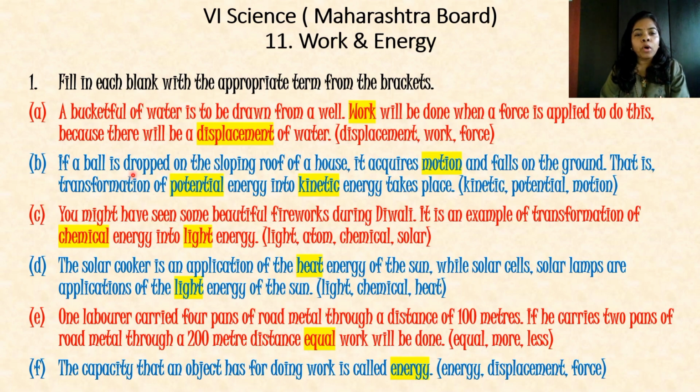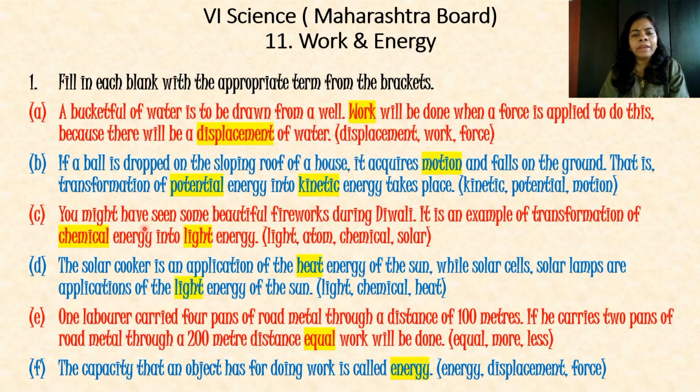B. If a ball is dropped on the sloping roof of a house, it acquires dash and falls on the ground. That is, transformation of dash energy into dash energy takes place. Kinetic, potential, motion. These are the options given to us. It acquires motion. All the things are going to fall down, children. And what is happening in this case? Potential energy, because the object was at a position. So the potential energy is getting converted into kinetic energy.